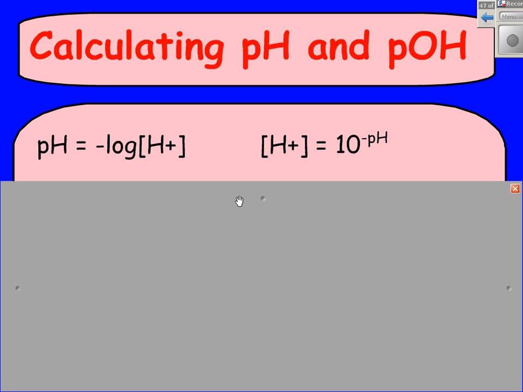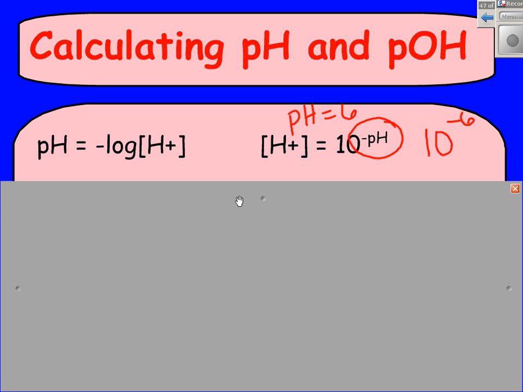Now suppose I gave it to you the other way. Suppose I gave you the pH value, and I wanted to know what the concentration was. In that case, we would use the equation that's on the right. Hydrogen concentration is equal to 10 raised to the power of your negative pH. Notice that this is an exponent. So let's suppose your pH value was 6. How we would set that up is 10 raised to the negative 6.